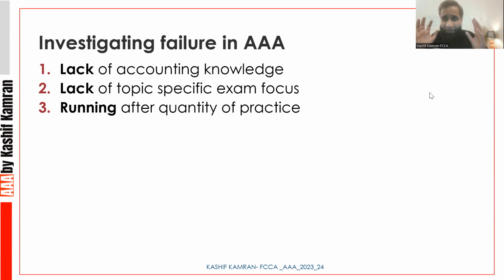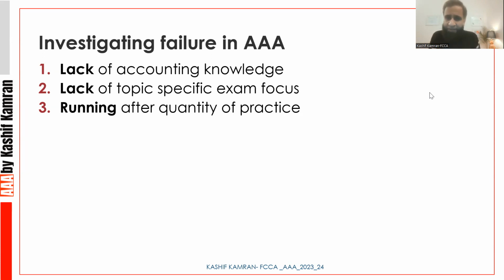What is the examiner's recent mindset? Because if you're unaware of the examiner's recent mindset, you're not getting success. So one of the common reasons is that students do a lot of practice, and then they tell me that we are still failing. Why? Because you're running after quantity. You're not running after quality. Quality will make you pass, right?